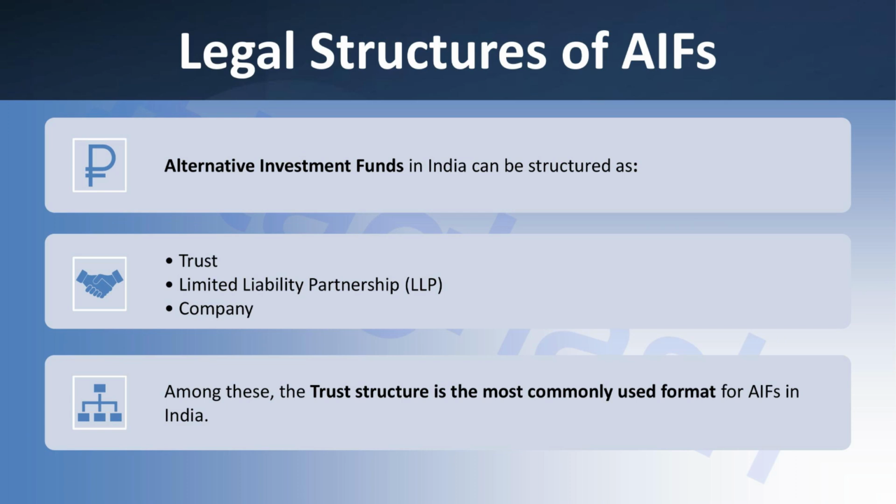Alternative investment funds in India can be structured in different legal forms, such as trusts, limited liability partnerships, or companies. Among these, the trust structure is the most commonly used, primarily because it offers flexibility in managing investor funds and distributing returns. The choice of legal structure has important implications. It affects how the fund is governed, how decisions are made, how investors are protected, and how taxation is applied. For instance, the trust structure allows separation between ownership and management, which helps in maintaining transparency and accountability.